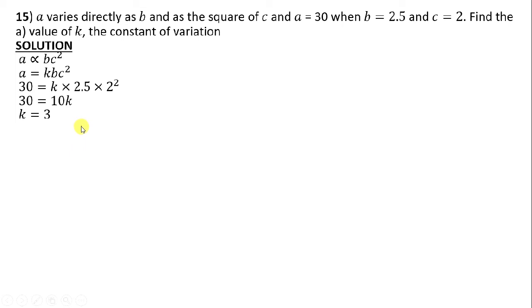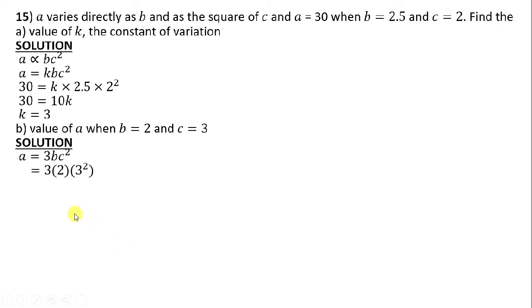We continue. Value of A when B is equal to 2 and C is equal to 3. So we are going to substitute. First, we know that A is equal to, where there was K, the constant of variation, we'll replace a 3. Then we have BC squared. Where there's B, we'll put a 2, and where there's C, we'll put a 3. Let's do that. If we multiply 3 times 2, we are going to get a 6. Multiply 3 by itself twice, that is 9. So our 6 times 9 will give us 54.